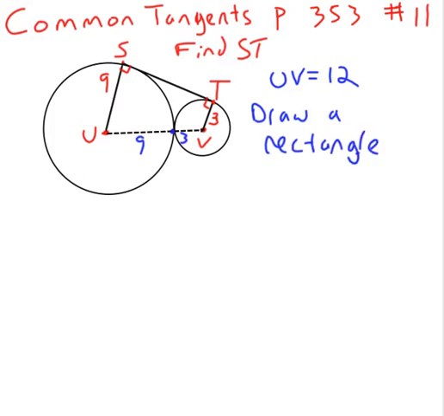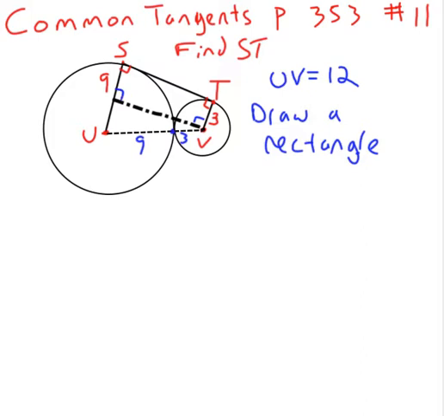This is going to be really helpful to us in solving. So let's go back to our dotted line, and I'm going to draw a rectangle straight across from the small radius, starting from the center of the smaller circle to the bigger one. Now what does this do for us? Well, now we've got a rectangle here.